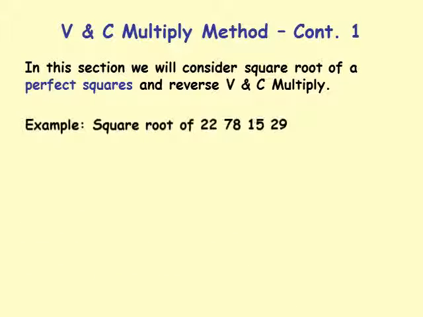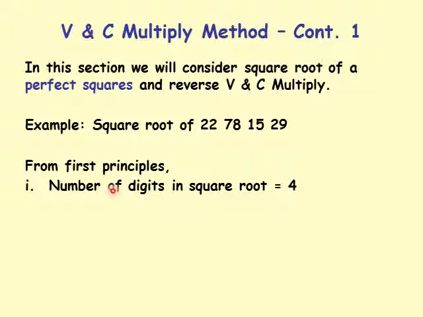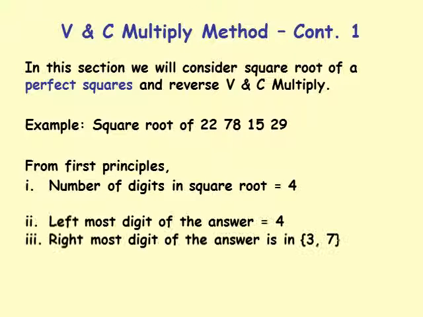Let us continue. Example: we will take the square root of 22781529. The number of pairs in the number is 4, so the number of digits in the square root is 4. Let's see how we are going to proceed. From first principles, we know there are 4 digits in this square root.